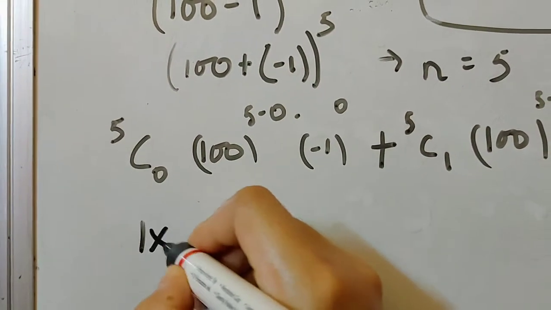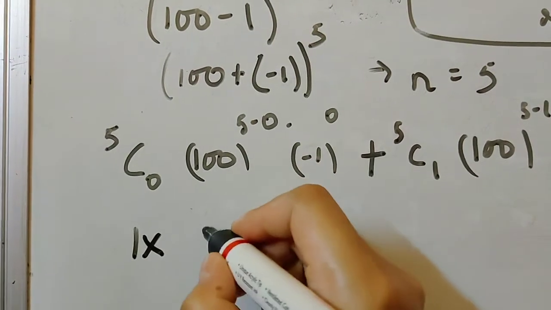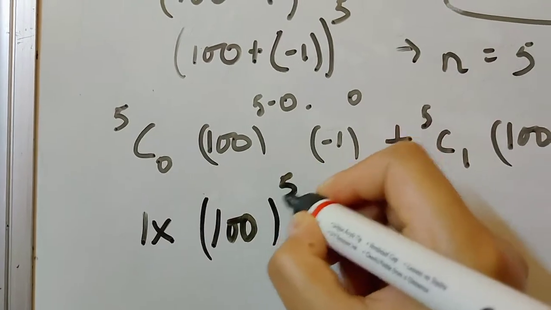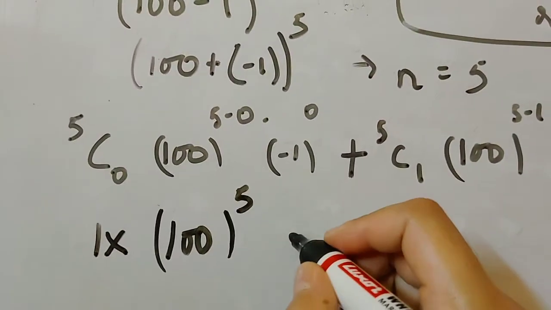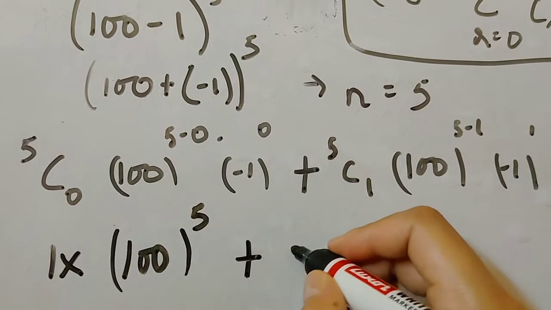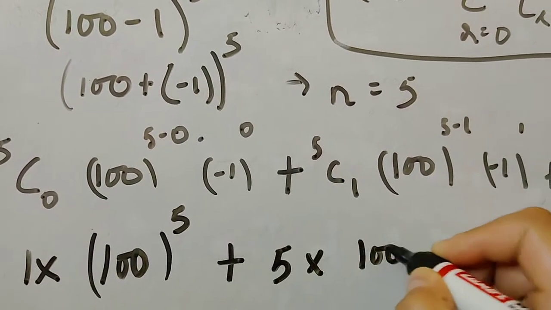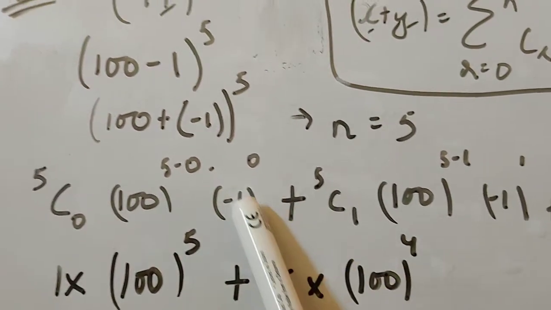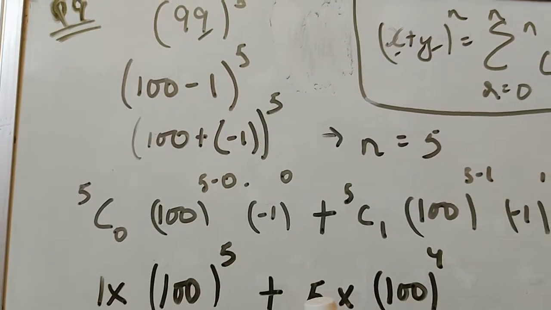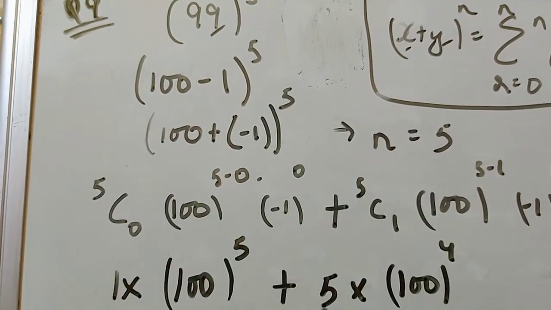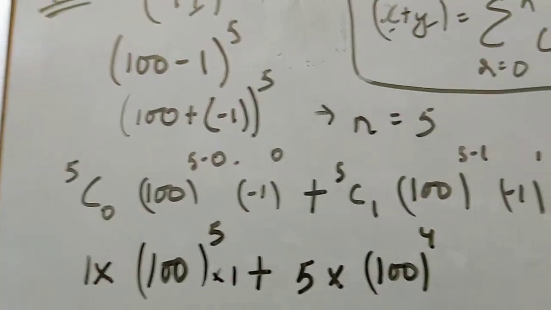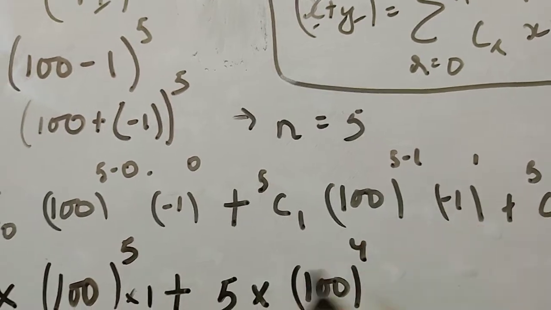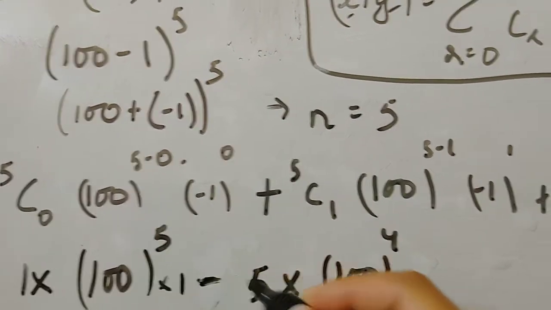5C0 is 1, into 100 to the power 5, plus 5C1 is 5, into 100 to the power 4. And remember, minus 1 to the power 0 is 1 only. Anything to the power 0 is always 1. Here minus 1 to the power odd is minus 1, so minus will be coming.